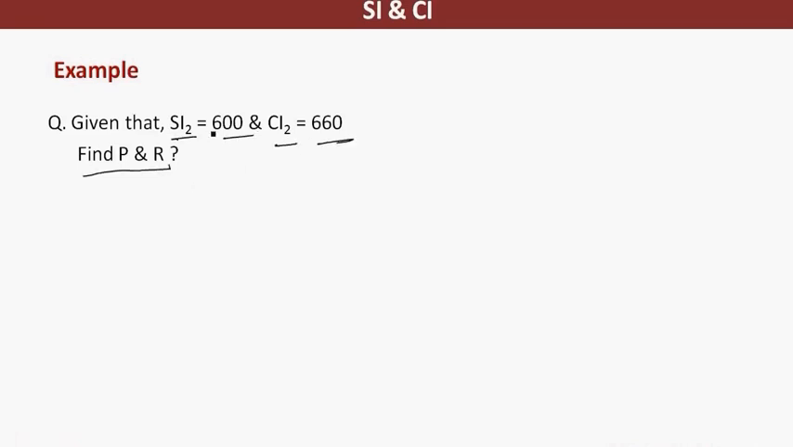Given that SI for second year is 600, CI for second year is 660, find the principal and the rate. I know SI for all the years remain the same, so SI for the first year will also be 600. That means CI for the first year will also be 600, and in general I know it is equal to PR by 100.